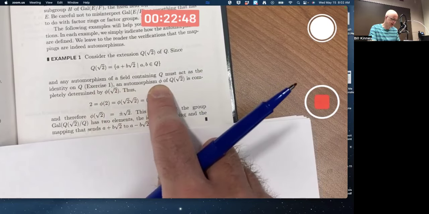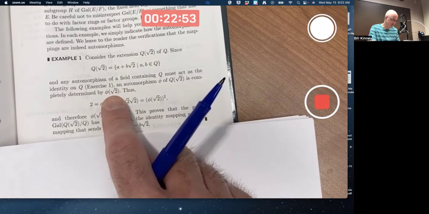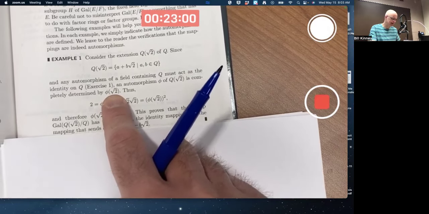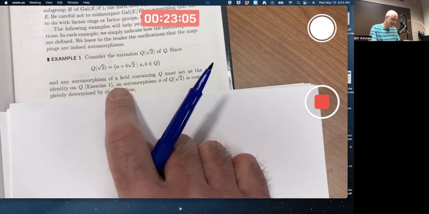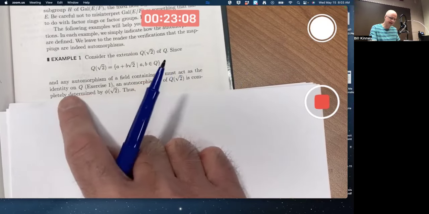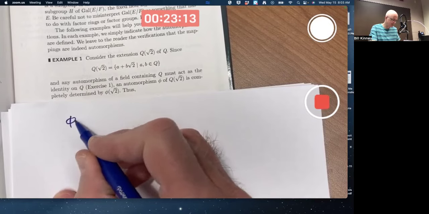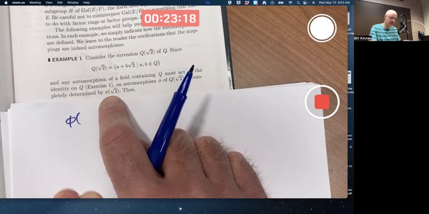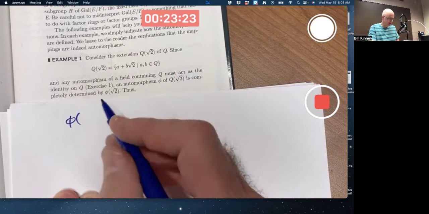An automorphism phi of this thing is completely determined by phi of root 2. Before going on, maybe we should try to understand what they mean by that. What does it mean? It's completely determined by the value of phi of root 2, based on the fact that they're saying such an automorphism must act as the identity on Q. Assuming that's true, assuming we proved exercise 1, why is this last phrase true? Why is it completely determined by the value of phi at root 2? Here's the reason.